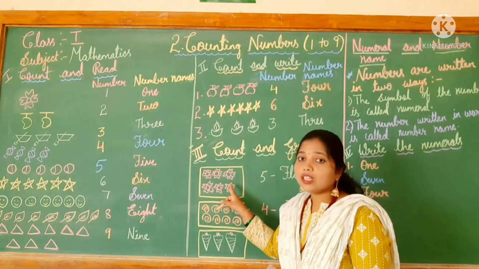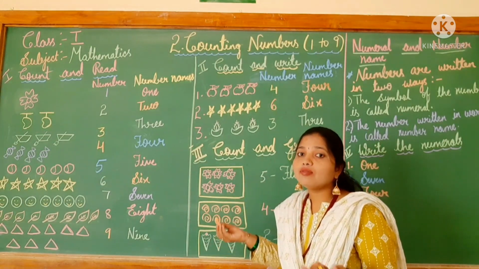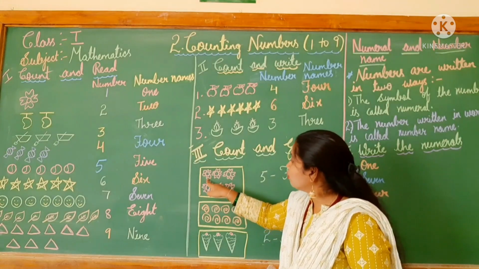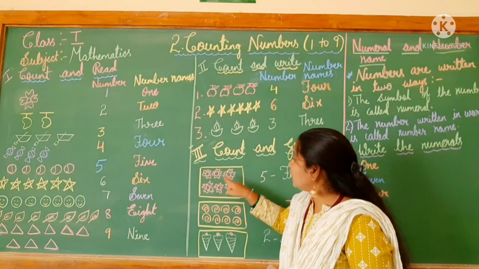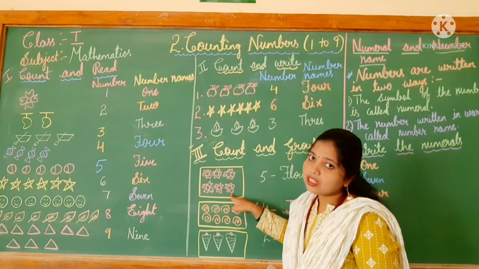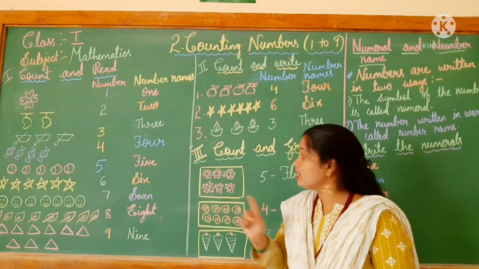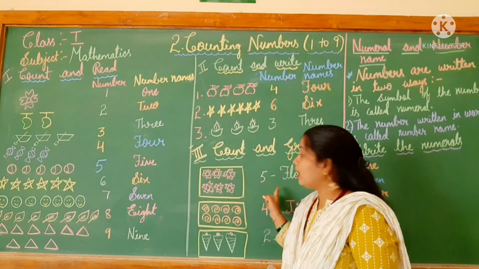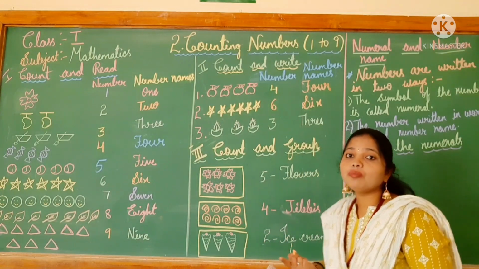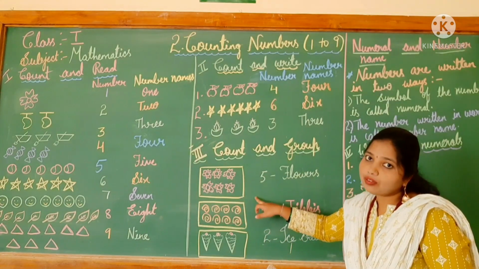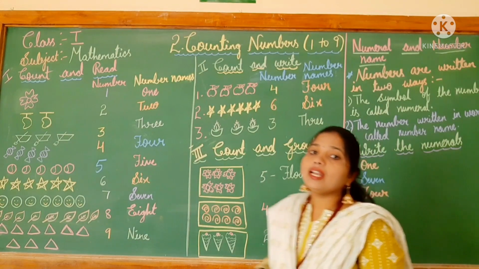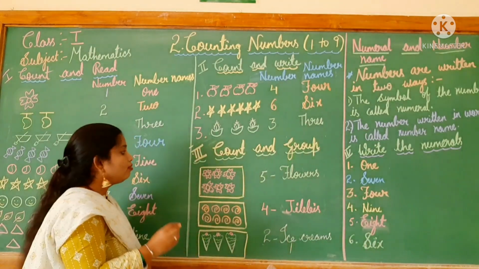Now, first in the box, you should see how many flowers there are. There are 1, 2, 3, 4, 5, 6. There are 6 flowers in the box. But here, how many flowers should we group? We should group only 5. Okay, now let us group only 5 flowers.